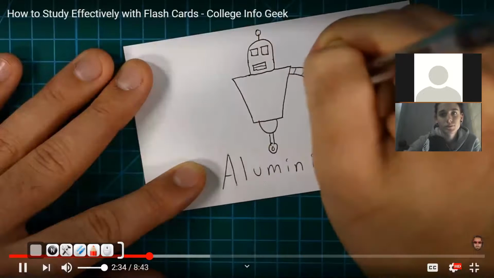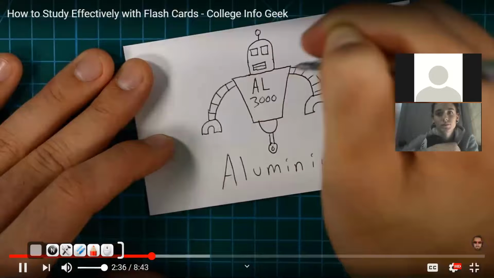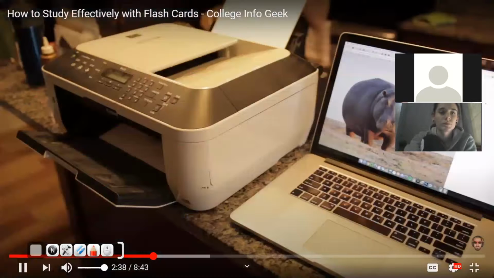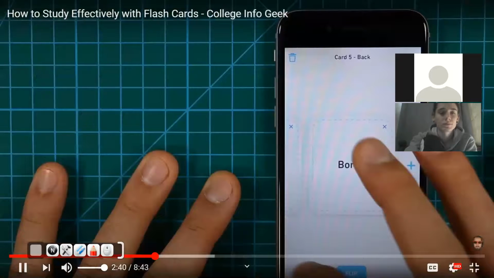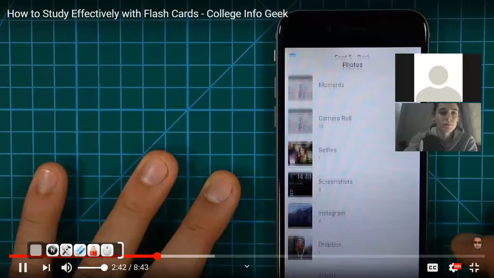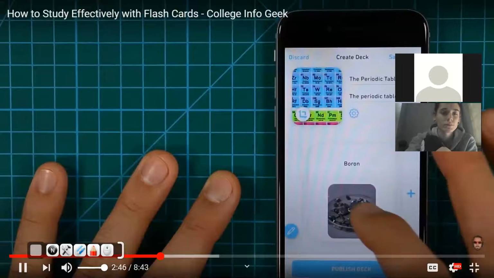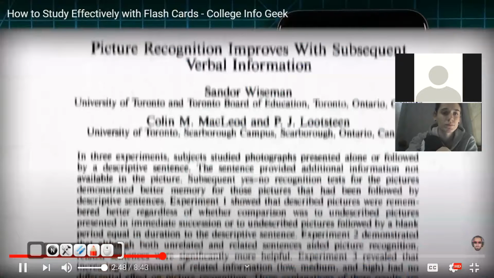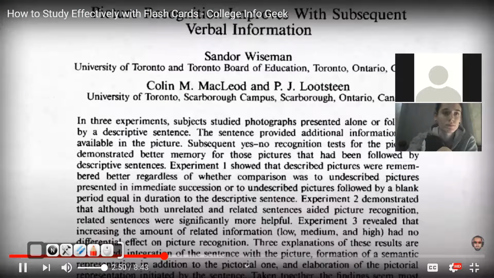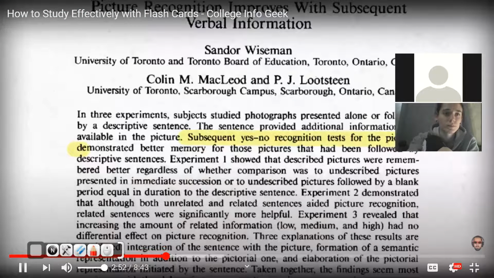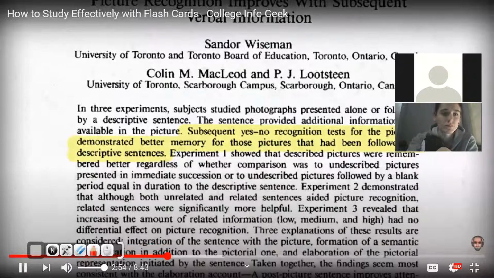And personally, I like to do this by drawing on my flashcards, but you can also just print out pictures from the internet and glue them on, or if you're using an app or a computerized flashcard program, a lot of them will allow you to easily import pictures. But you can take this one step further by making sure those pictures are next to words. In 1985, there was a study done in Canada that showed that descriptive sentences added next to pictures made those pictures much easier for people to recall.